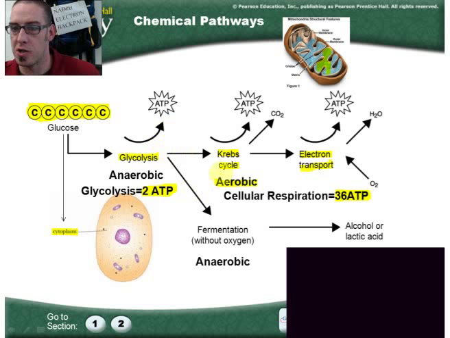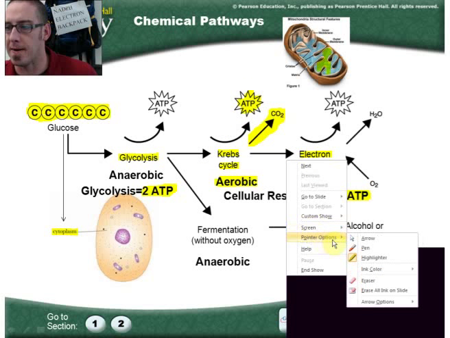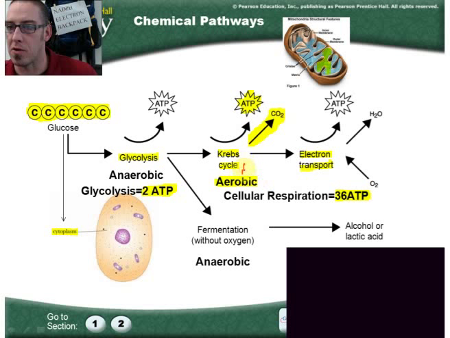If there is oxygen present, we'll continue on this aerobic process and move into the Krebs cycle, which happens again in the matrix of the mitochondria. This is where we get our CO2 made in our chemical formula. You breathe out CO2, it comes from the Krebs cycle inside the matrix. We get a little ATP, but the biggest thing that we get out of the Krebs cycle are NADHs.